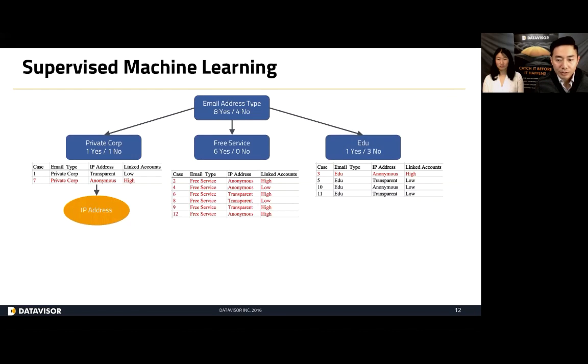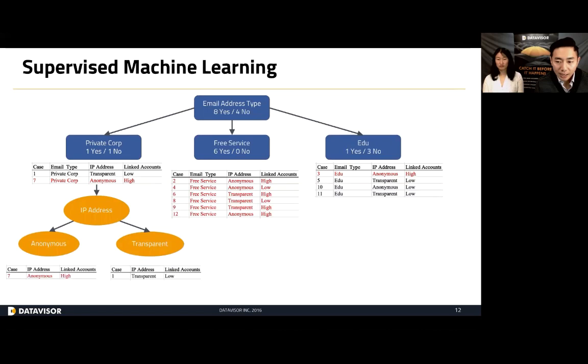So for the free email service, it's a pure subset. There's no need to further break down since each case is fraud. If it's a free email service, we know it's fraud. And when it's a corporate email, there's still a little bit of uncertainty. For corporate emails, it will look at another attribute, for instance, IP address. And splitting on IP address gives the type anonymous or transparent. When the IP address is anonymous, the transaction is fraud. And when it's transparent, it's actually good. So this particular path of the decision tree now has two pure subsets, and the algorithm would stop.